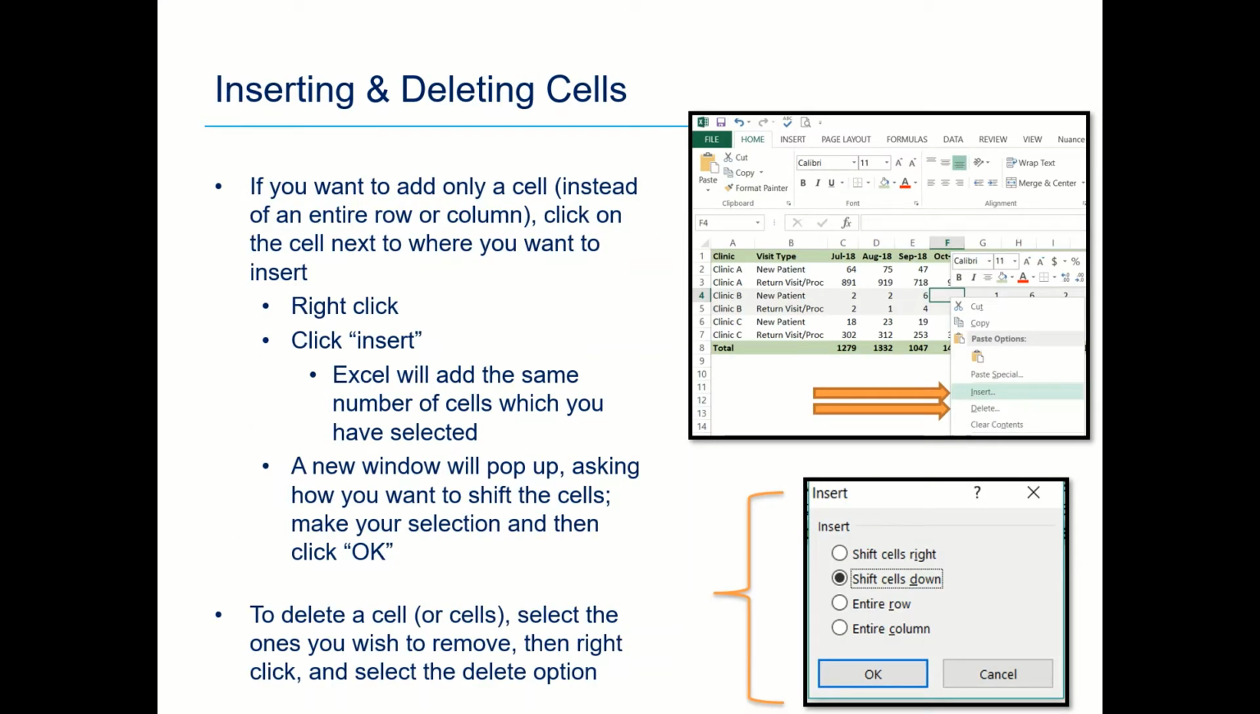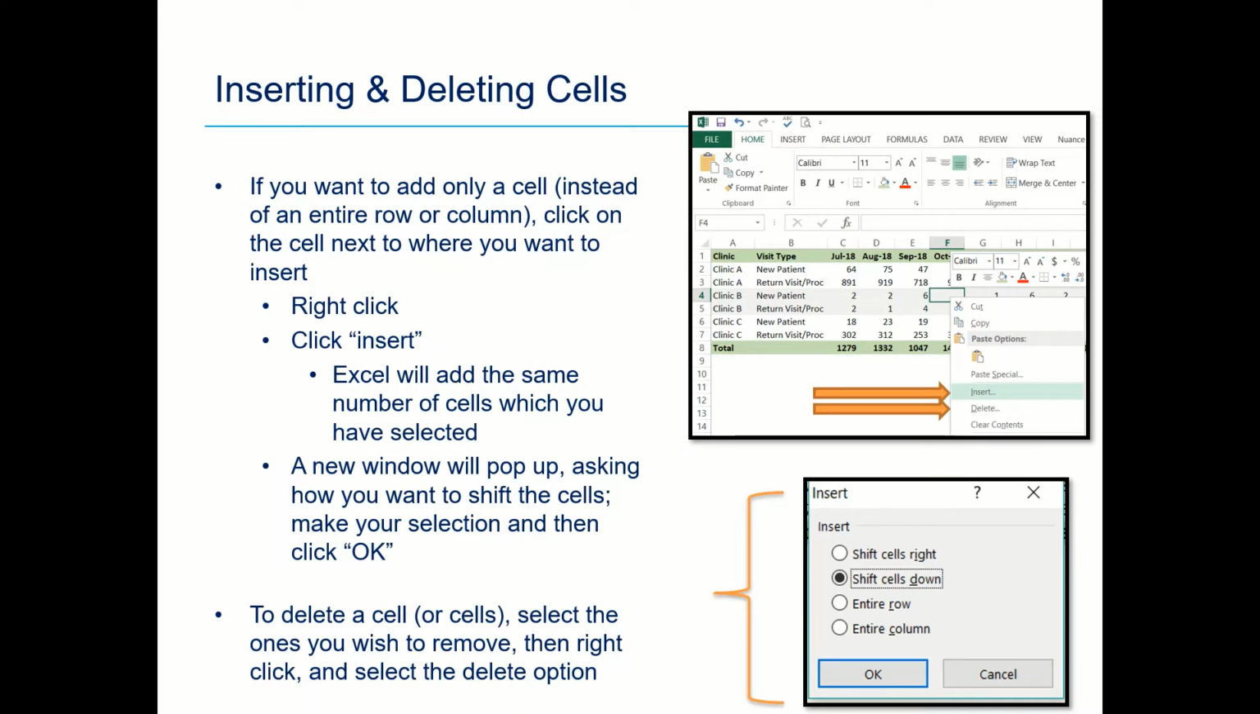If you want to add a cell instead of adding an entire row or column, you would click on the cell next to where you want to insert. So for example, as you can see on this sheet, we inserted a cell, it's actually cell F4 on the sheet. And then what you're going to do is right mouse click and click Insert. Excel will add the same number of cells which you've selected. So if you selected 2 cells, then it would insert 2 more. In this case, we inserted 1.